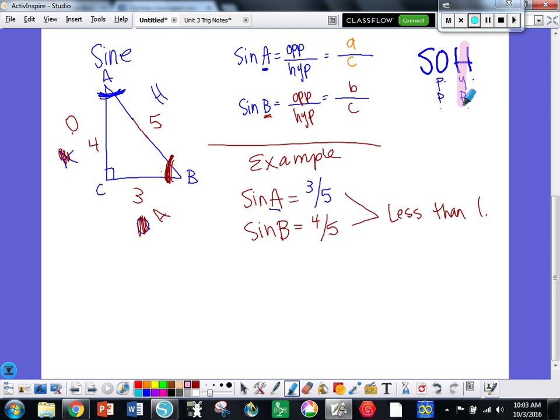Because the hypotenuse is always bigger. So this is always the largest side, so those two numbers will always be less than 1. All right, we have to cruise.